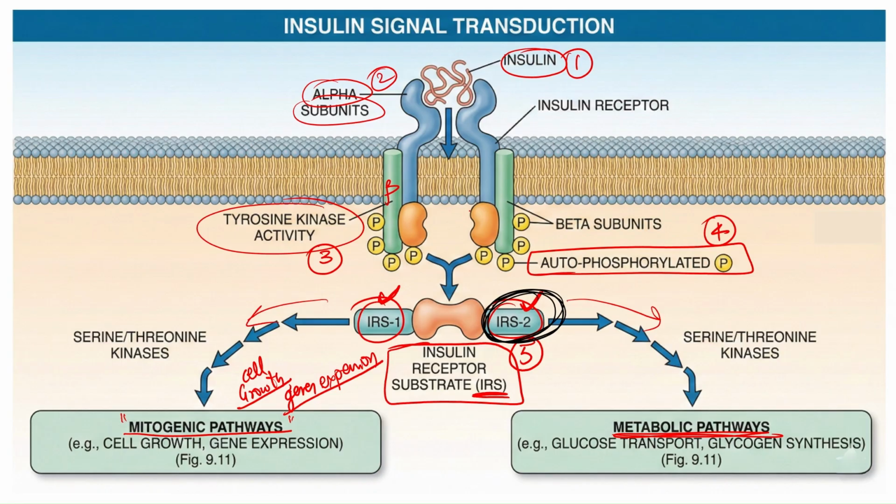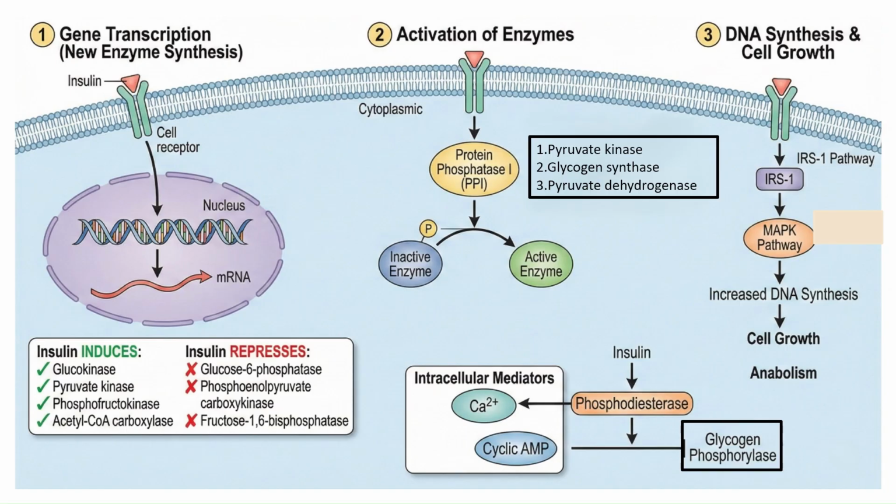So how is the signal transduced? Insulin binds to the insulin receptor alpha subunit, beta subunit, tyrosine kinase activity is activated, autophosphorylation happens. This will phosphorylate the IRS. IRS acts via IRS1 serine threonine kinases. IRS1 will help in cell growth and gene expression, and IRS2 will take part in the metabolic pathways. This is how insulin transduction is happening.